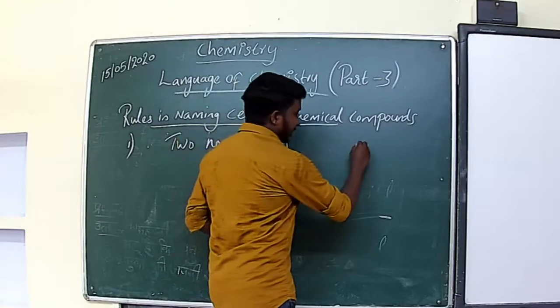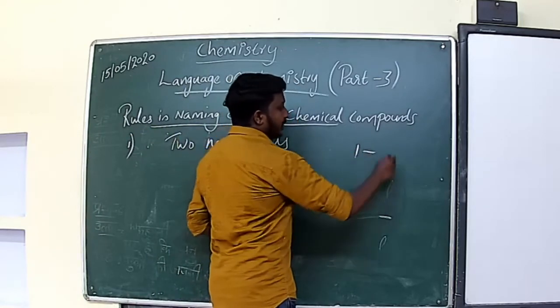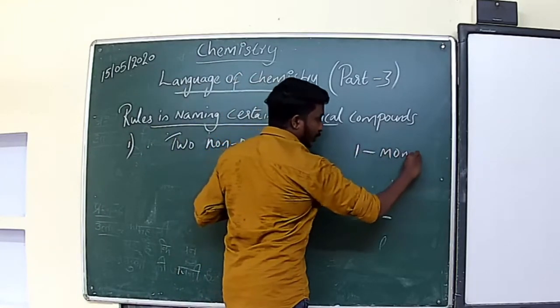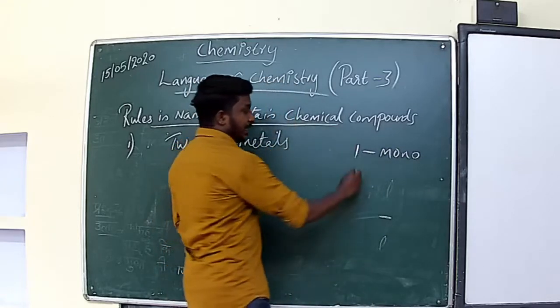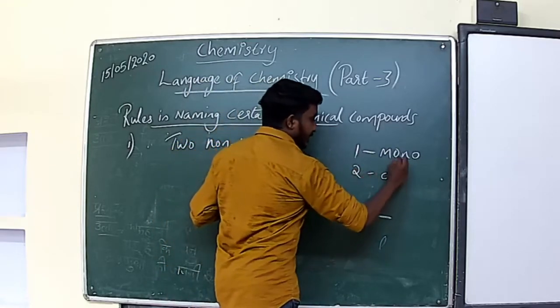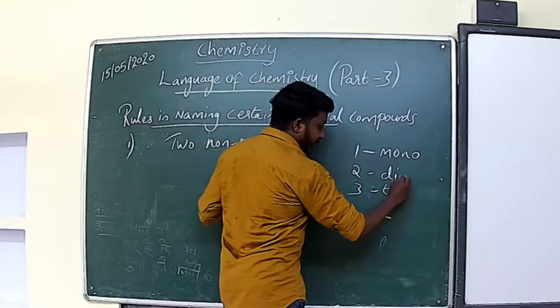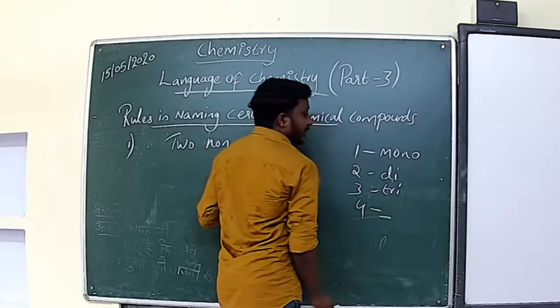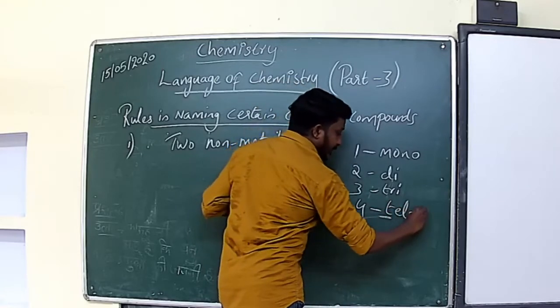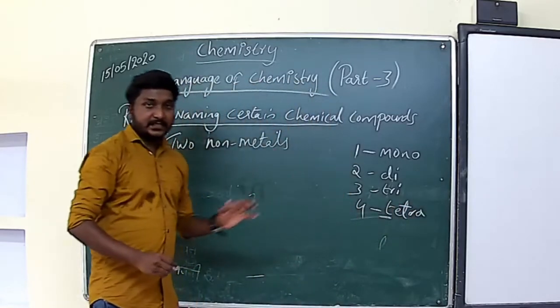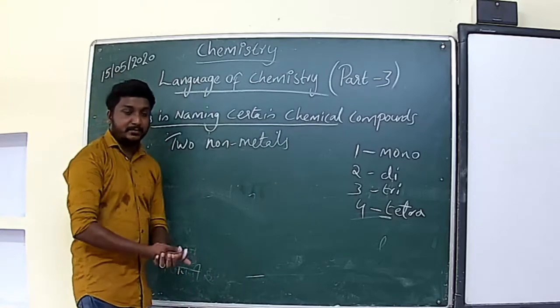Suppose the number of atoms: if the compound contains one atom, we prefix with mono. If the compound contains two atoms, we prefix with di. If the compound contains three atoms, we prefix with tri. And if the compound contains four atoms, we prefix with tetra. We can discuss with an example, so we will understand more.